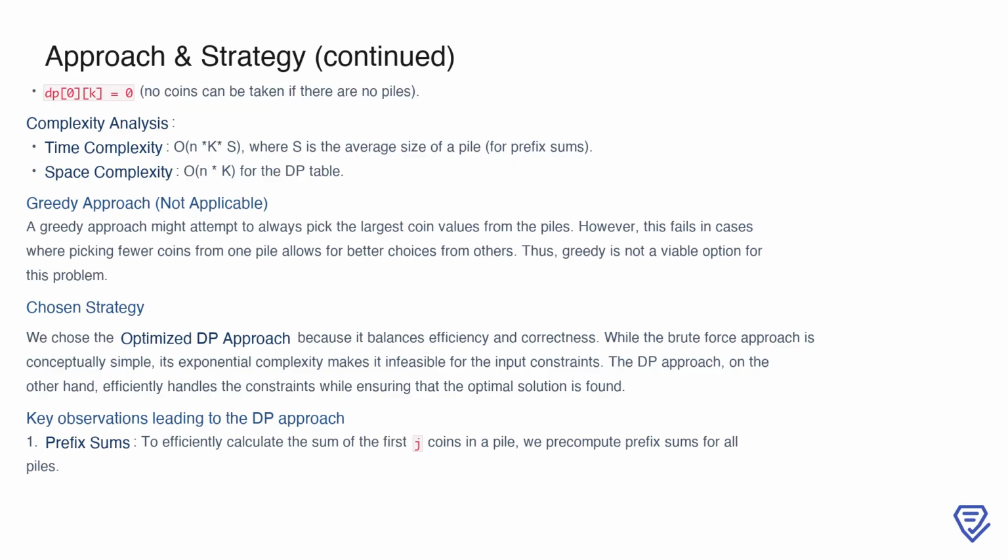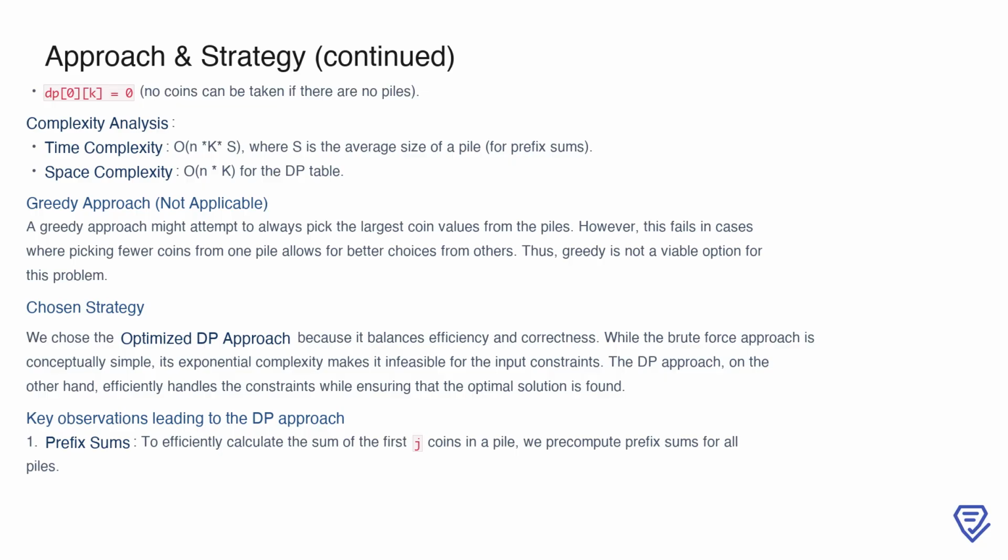For each choice, we calculate the value of the selected coins and add it to the result of solving the subproblem for the remaining coins in piles. The recurrence relation for this is expressed as dp[i][k] equals the maximum of dp[i-1][k-j] plus the sum of the first j coins from the current pile, for all valid j. The base case is straightforward: dp[0][k] equals 0, since no coins can be taken if there are no piles.